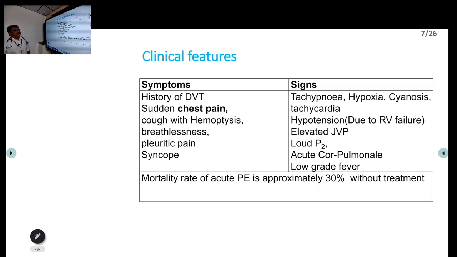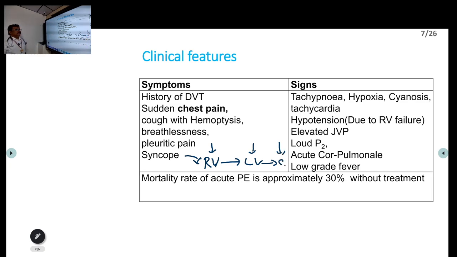Now, we can see the clinical features, symptoms. There may be history of DVT, sudden chest pain. It is like pleuritic chest pain, cough with hemoptysis, breathlessness, pleuritic pain, syncope. Syncope is mainly due to decreased circulation. The RV is not getting blood. The blood is reduced there. From RV, LV is not getting blood. So total circulation itself is reduced.